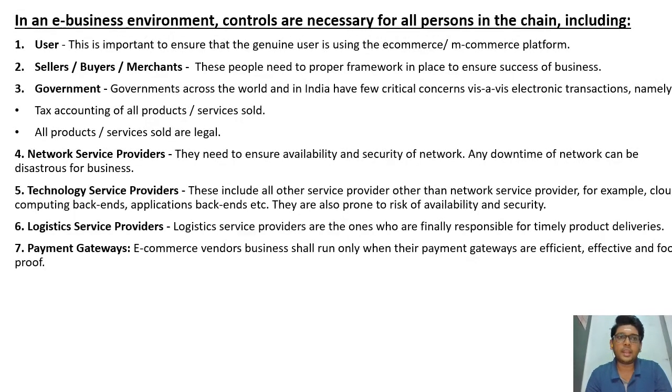Next, we see that in an e-business environment, controls are necessary for the persons in the chain, which includes 7 things. First, we see the users, then the sellers, buyers, merchants. Third, we see the government. Fourth, the network service providers. Fifth, the technology service providers. Sixth, logistics service providers. Seventh is the payment gateway.